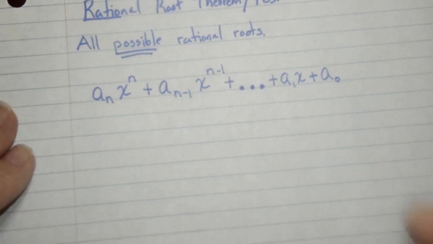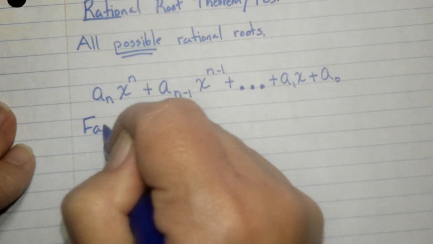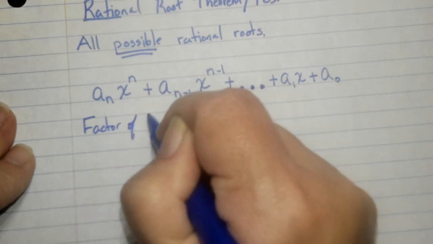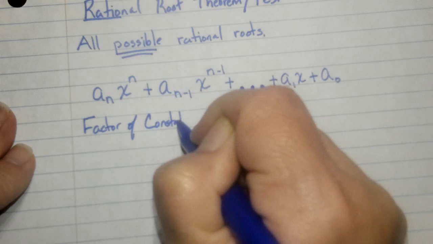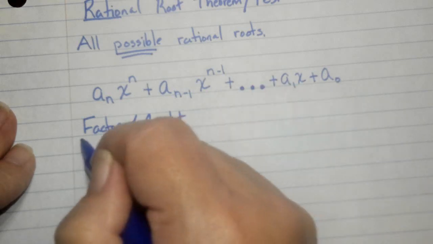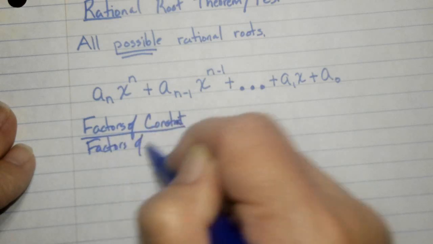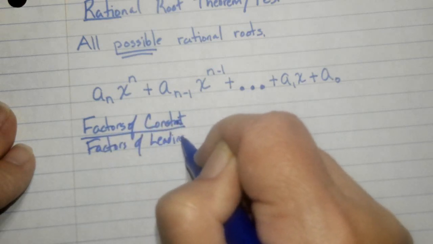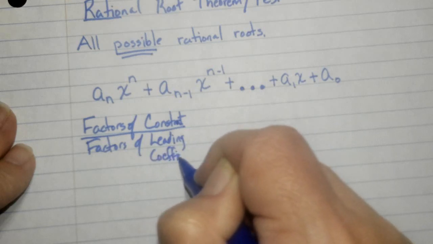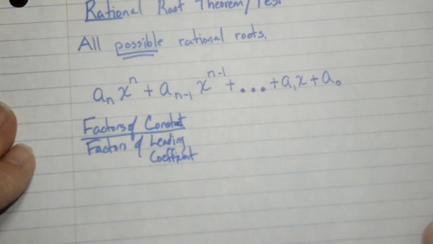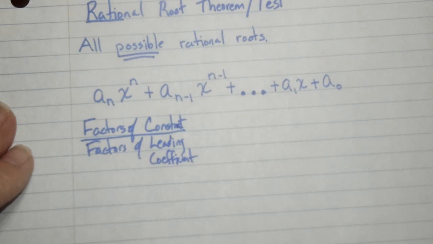All right, so the rational root test says take the factors of the constant, divided by factors of the leading coefficient. And whatever fractions you get, those are all the possible rational roots you can have. So here's an example.